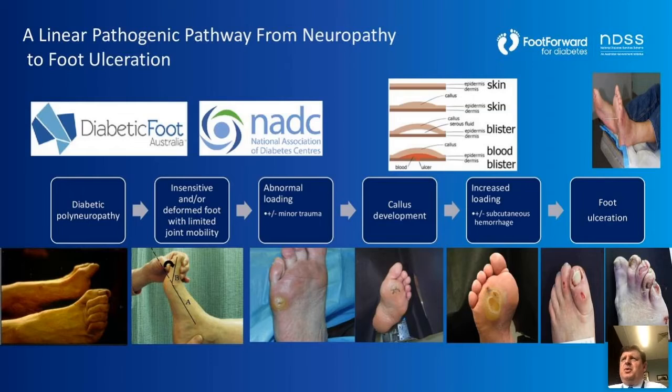And I've just shown a little cartoon above with skin and then blister and blood blister. And we know that over time the increased areas of pressure, which callus is a protective response, but with time splitting occurs between the epidermis and the dermis, and that shearing will result ultimately in hemorrhage, and then there's an ulcer there.